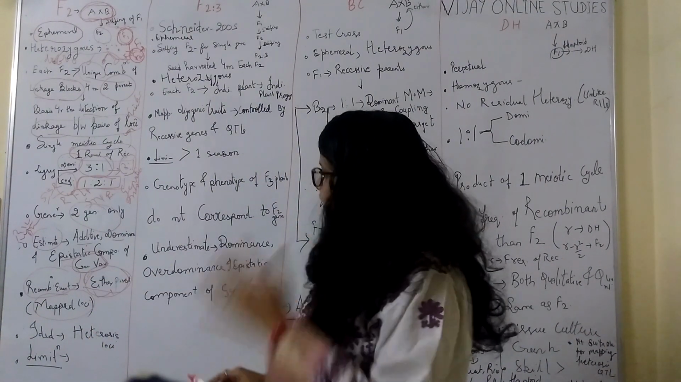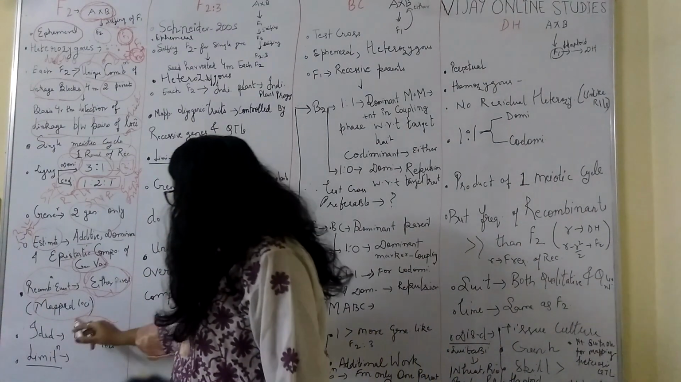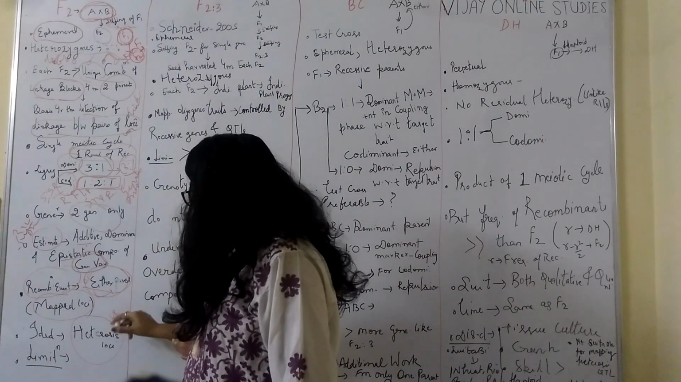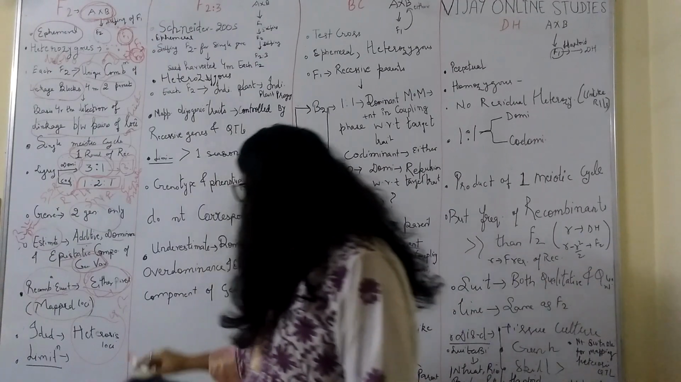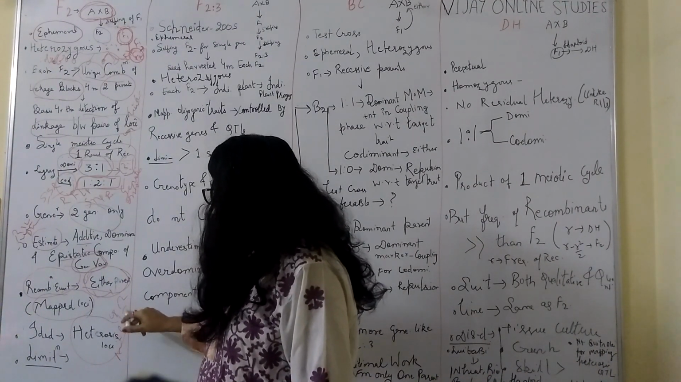Okay. Now this mapping population is ideal for what? For mapping the heterosis loci of the nucleus. Okay. This is also an advantage over RIL and DH.